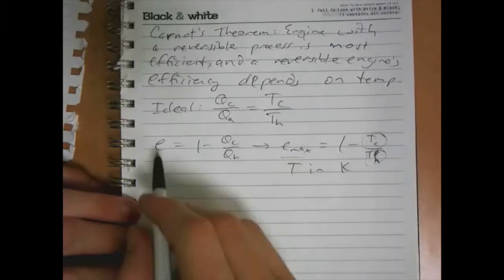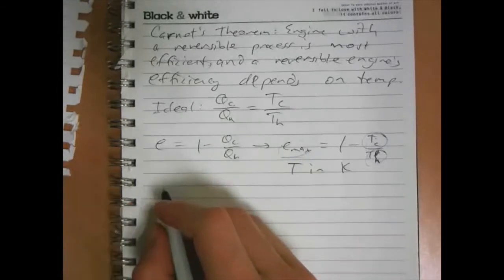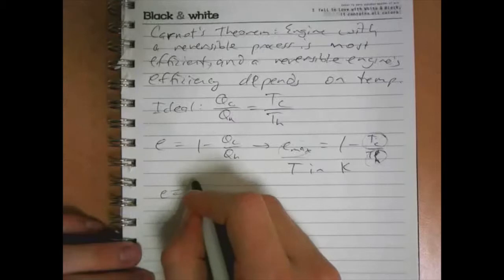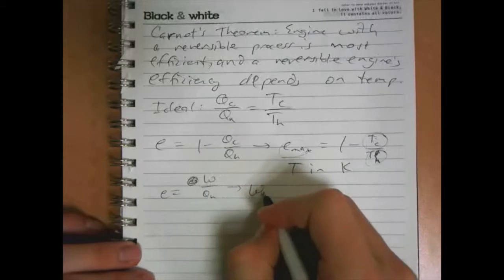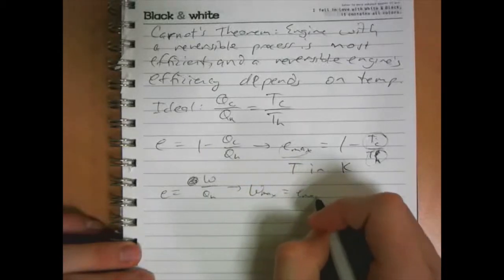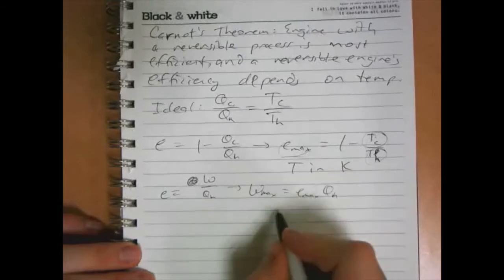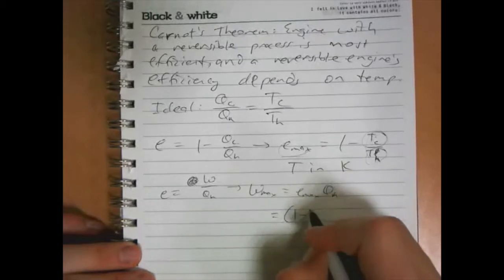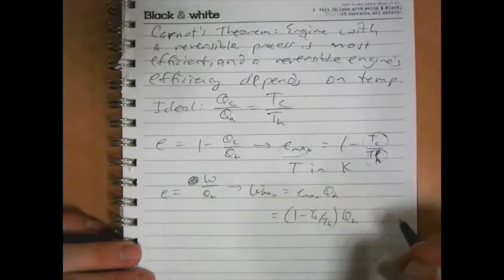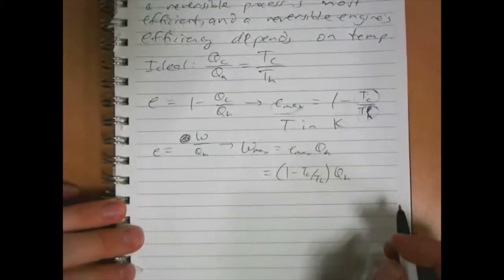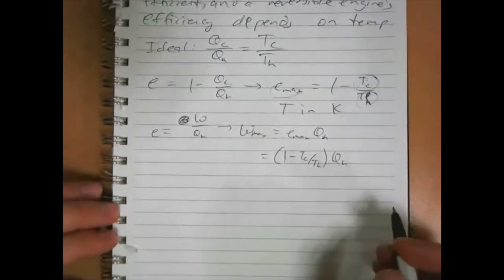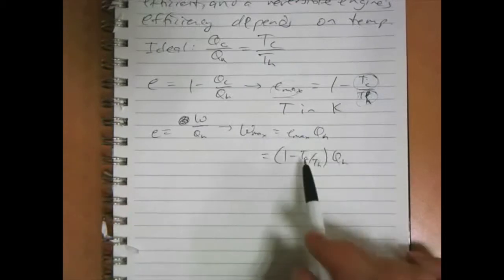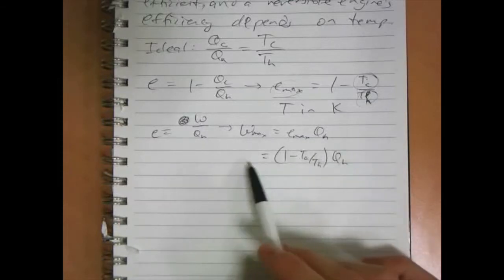But ideally, it's better to have a hotter hot reservoir and colder cold reservoir, as you might guess. Applying this result, we know that efficiency is also equal to the work done over Q hot, which means that the maximum work done would be equal to the maximum efficiency times Q hot, which is 1 minus T cold over T hot times Q hot. So that is the maximum work done. And again, if these temperatures were the same, that would be 1 minus 1. The maximum work we could get out of our engine would be 0.